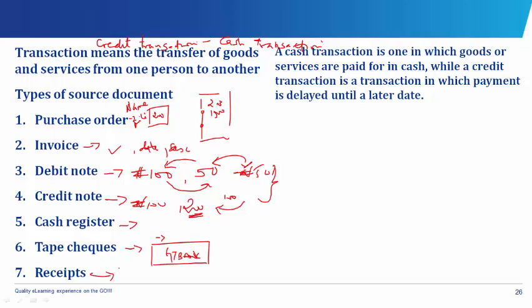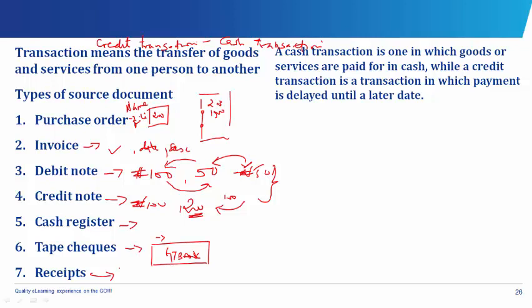Okay, then the next one is a receipt. A receipt is a document issued to the buyer by the seller that a sum of money has been paid in respect of goods bought. So whenever I pay for goods, the seller always issues a receipt to me to show that a specific amount of money has been received from me.